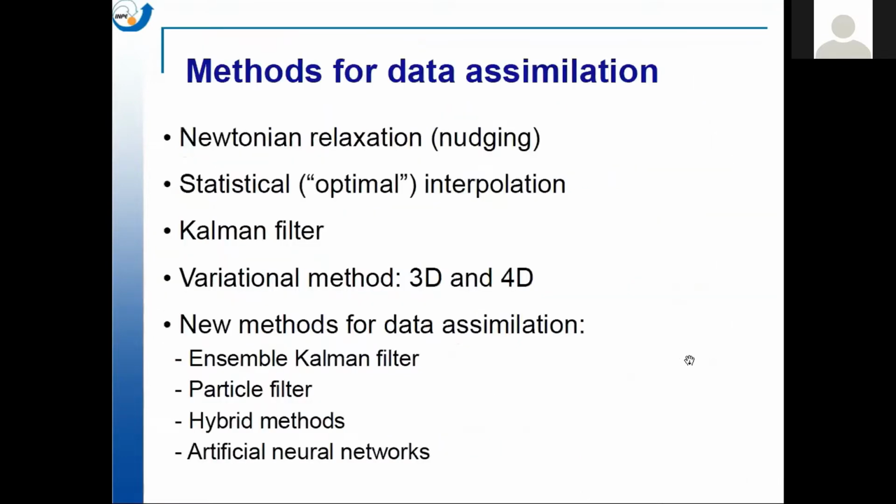Okay. And so in terms of methods for data assimilation, we have Newtonian relaxation, nudging. For example, Didier Roux showed us in a previous presentation here an improvement in this nudging approach. Then statistical optimum interpolation, Kalman filter, variational methods, 3D and 4D, and new methods for data assimilation, considering ensemble Kalman filter, particle filter, hybrid methods, and artificial neural network.